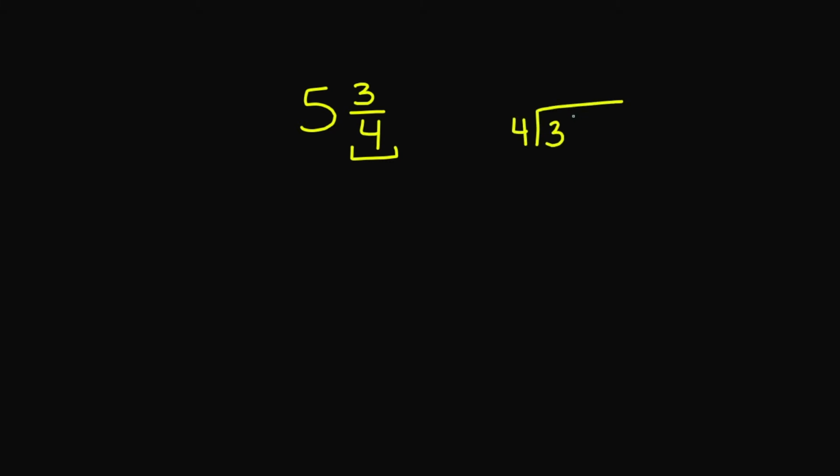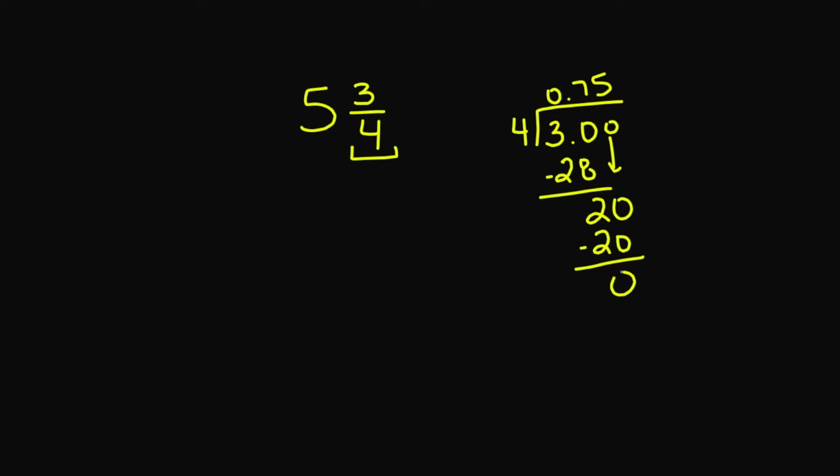4 does not go into 3, so I'm going to add my 0, decimal, decimal, 0. What about 4 goes into 30? 4 goes into 30 7 times. 4 times 7 is 28. 30 minus 28 is going to equal 2. And then I'm going to bring down my 0. 4 does not go into 2. However, 4 does go into 20 5 times. So 4 times 5 is 20.